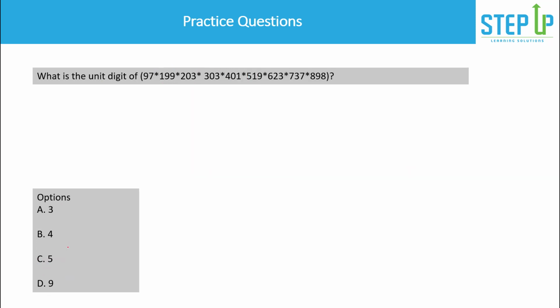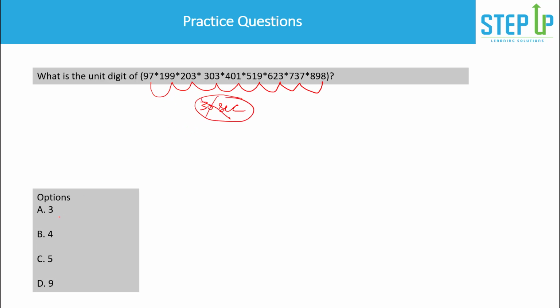Alright, let's look at another problem. What is the unit digit of 97 into 199 into 203 into 303 into 401, 937, etc.? Now, what you have to do is multiply 7 into 9 into 3 into 3 into 1 into 9 into 3 into 7 into 8. This may take 30 seconds, but we can solve this question. But I would say even that may not be required in this question.